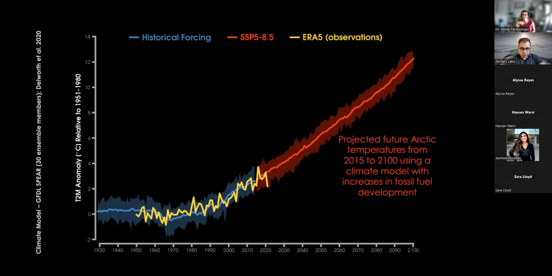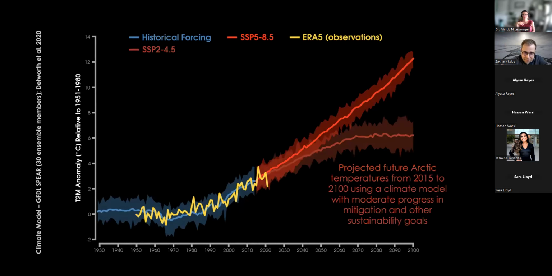So what about the future? What about a world where we actually increase fossil fuel development? That's what you're seeing in the red. And I know it might be hard to see, but on the y-axis, basically temperature change so far has been about 2 degrees Celsius. If you look at the top of the red line, it goes up to 14 degrees Celsius. So this is a future that would dramatically change the Arctic.